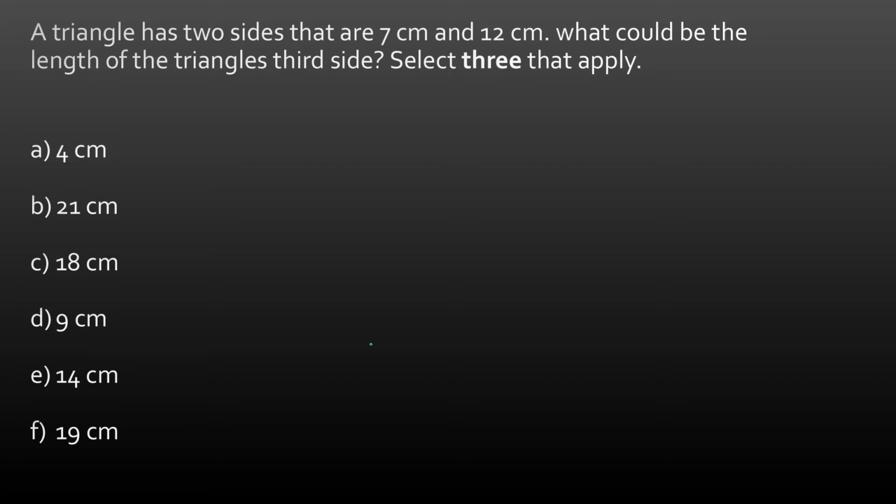Alright, next question. A triangle has two sides that are 7 and 12 centimeters. What could be the length of the triangle's third side? Again, this is the same type of problem we did before, except now we're picking all the possible side lengths. Our numbers given here are 7 and 12, so again we want to add them together. 7 plus 12 is going to be 19. And then we want to subtract them. 12 minus 7 is going to give us 5.